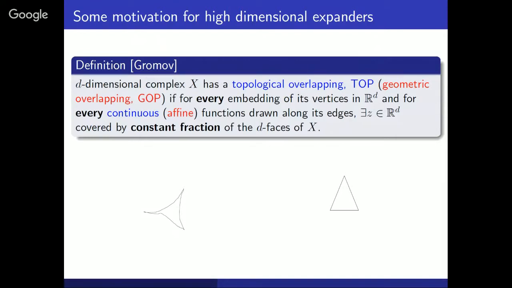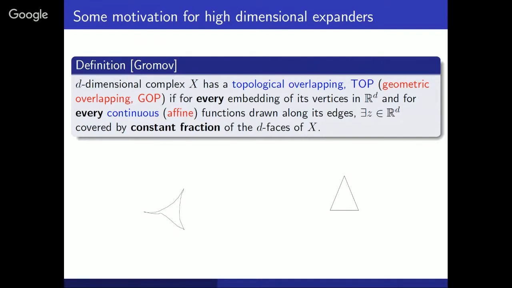And basically, much of it started with the question of Gromov. So Gromov was interested in the following thing. He asked, if you have a d-dimensional complex and you want to embed it in R^d, so you put the vertices in R^d and then you draw some straight lines between the vertices, suppose you have a two-dimensional thing and you get vertices, edges, and triangles.